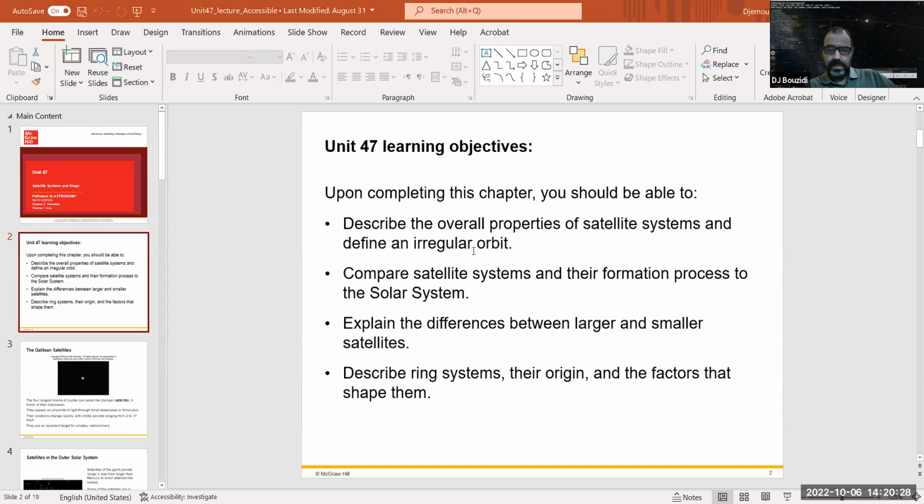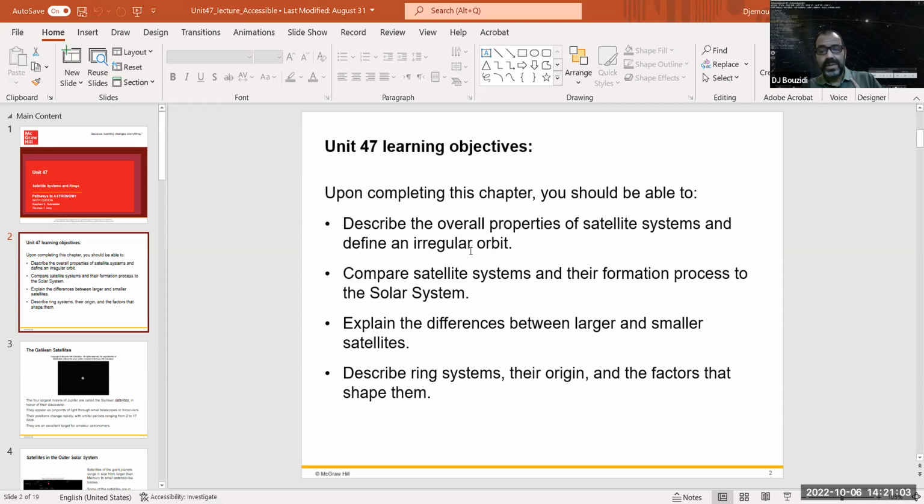Again, describe the overall properties of satellite systems and define the irregular orbit. So just to give you an idea, a regular orbit is, for example, when a planet has a satellite that orbits on the ecliptic, or to where the planet formed, and it orbits in the same direction, with all of the properties of what that orbit is. So basically, the orbit has to be circular, not elliptical. The closer it is to circular, the more regular it is. So if it is anything else, then it's an irregular orbit.